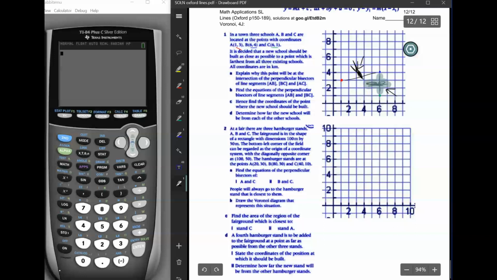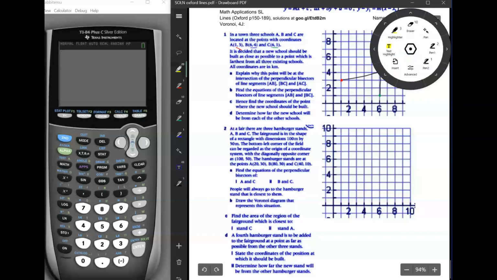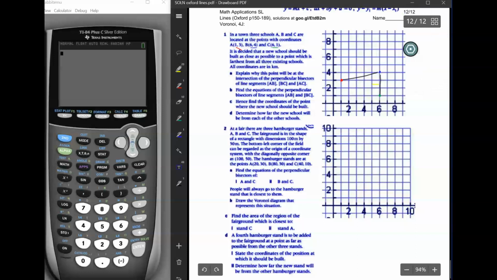Let's get rid of all these, and I'm going to draw a better AB and a better BC. And then I'm going to use a highlighter to draw the boundaries. One of the boundaries is kind of like that, the other boundary is kind of like that. And I'm going to find the equations for these.